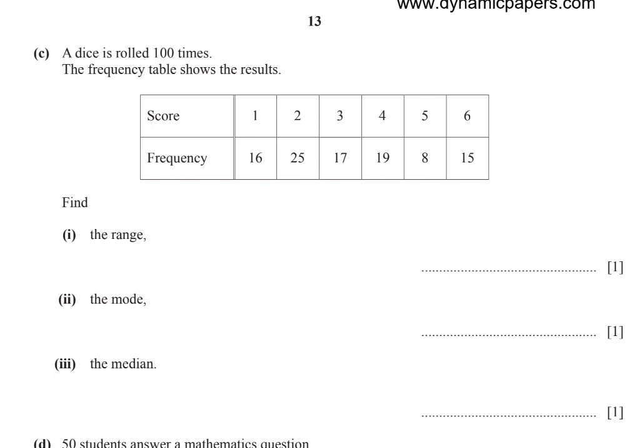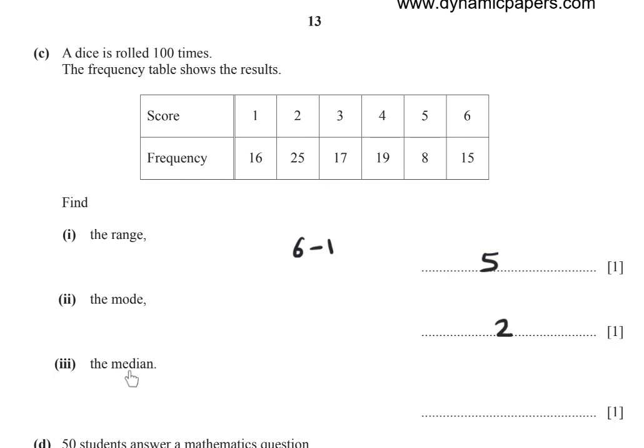C. A dice is rolled 100 times. The frequency table shows the result. Find the range. The range is the greatest value minus the smallest value. So 6 minus 1 equals 5. The mode is the most common or the most repeated. Look for the frequency. Take the greatest frequency, which is 25. Now the mode is 2, because it is repeated 25 times. So 2.